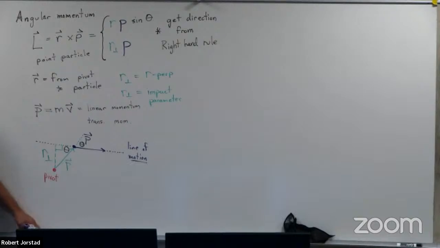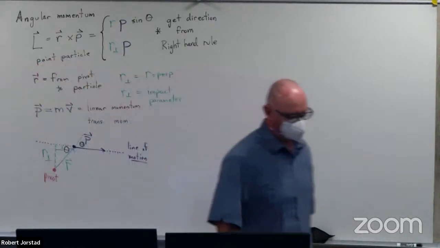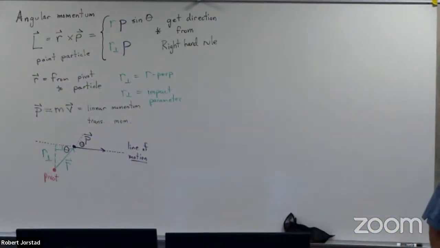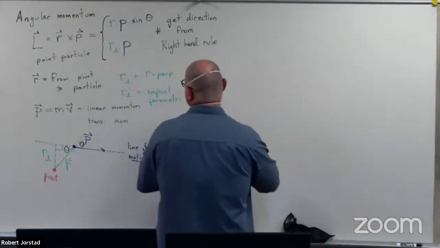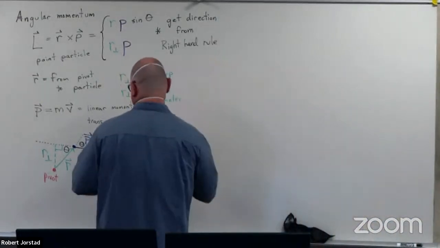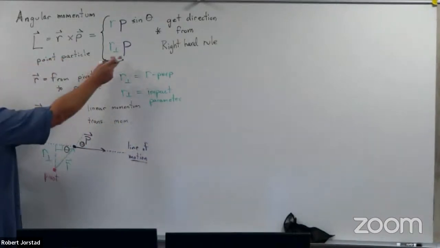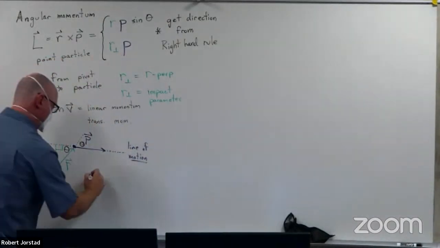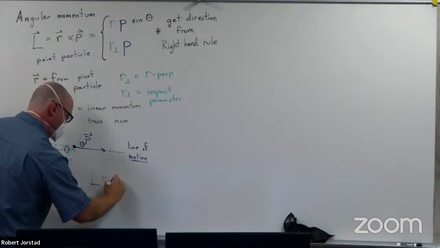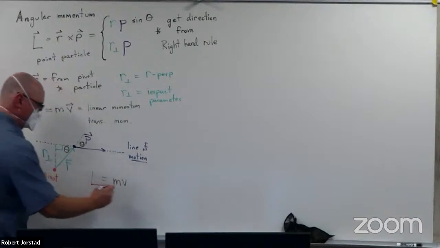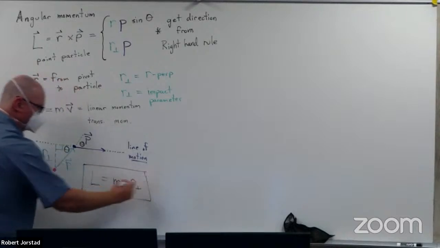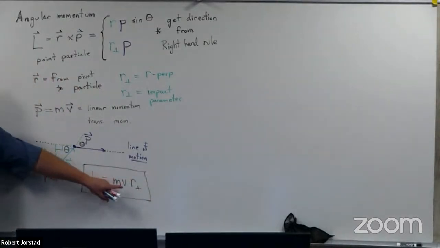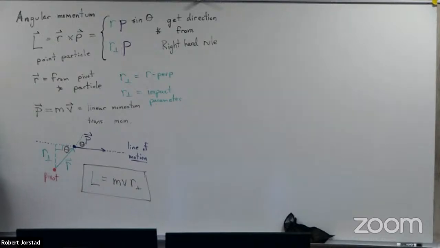I want to point out, notice if you plug in MV perp here, L is going to be equal to MV R perpendicular for a point mass. So for a point mass, usually we're going to use MV R perpendicular and get the direction with the right hand rule.